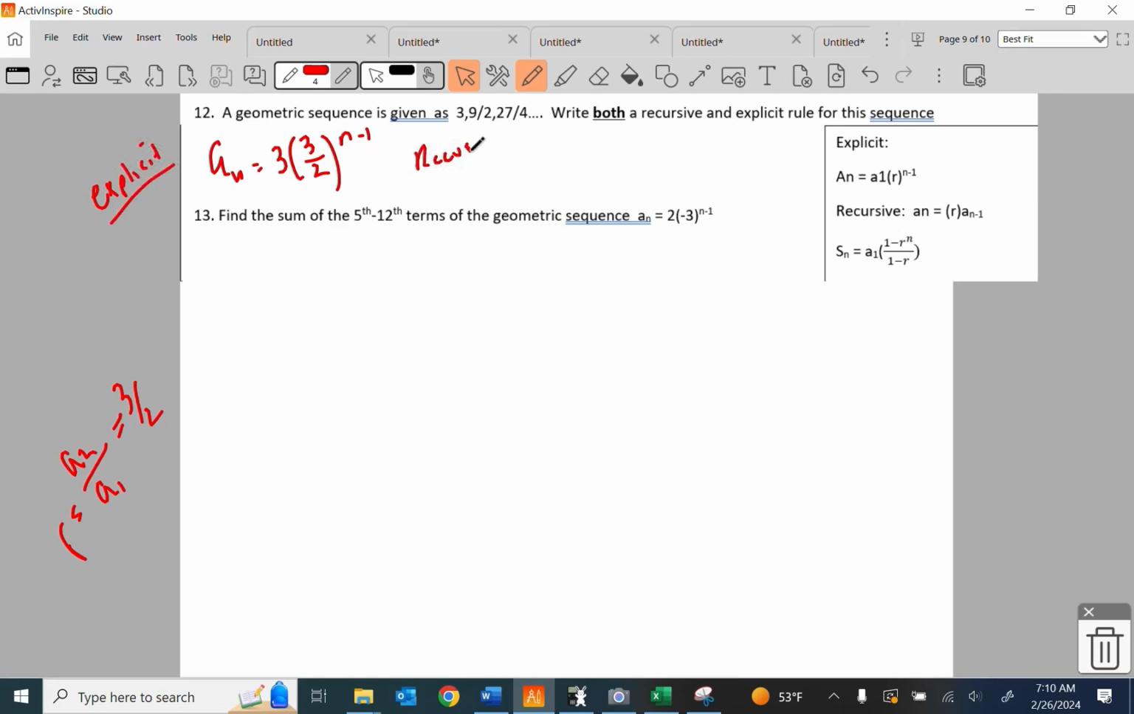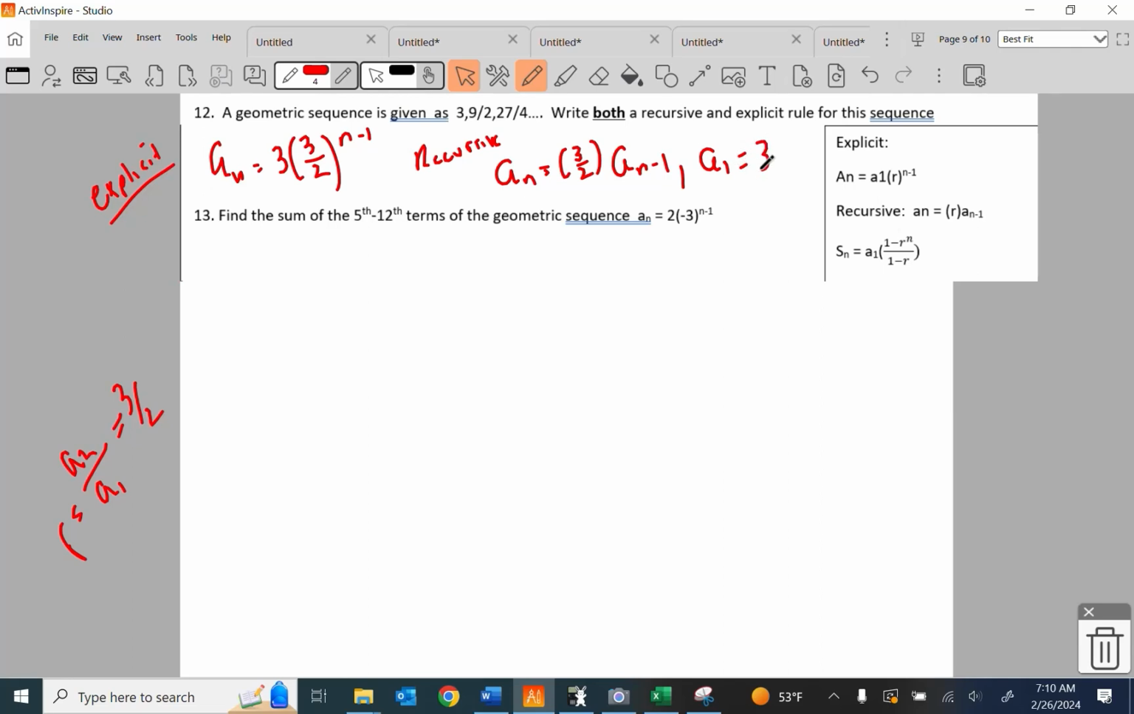Recursively, I would be a sub n equals my ratio of 3/2. Notice I've got the formula right here. Times a sub n minus 1, but I have to define the first term. The first term is a 3. That's pretty much all there is.